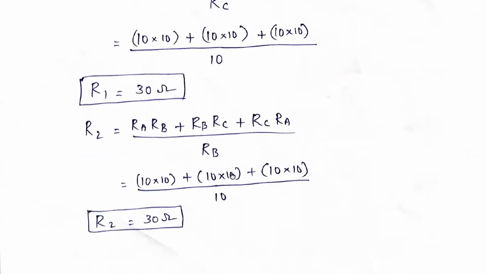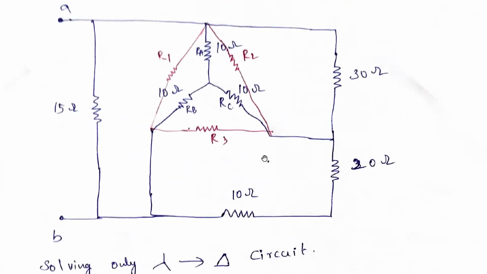Just substitute, and if you calculate, you'll get 30 ohms, because here also you got 30 ohms. Because all are 10, the same values you'll get. Even so, we'll try to solve it, to clear your doubt. Next, similarly, R3. What is R3 then?